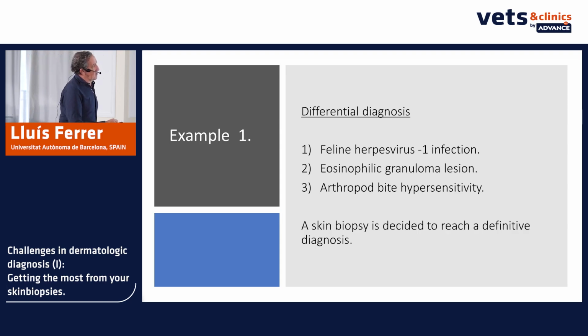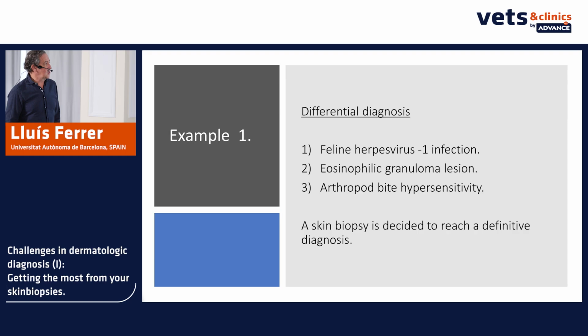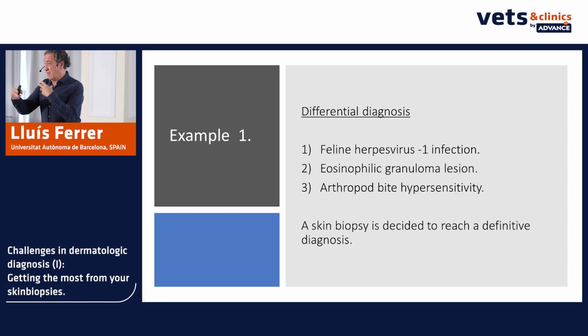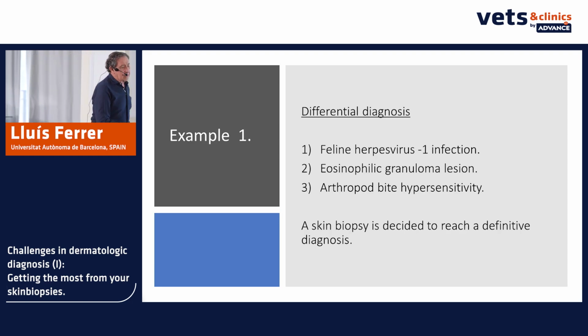I think this is probably a feline herpes virus infection that causes this necrotizing dermatitis. It could be an eosinophilic granuloma complex. They have been seeing eosinophils in the cytology several times, so they were considering that. Could be arthropod bite hypersensitivity. And I talked to her.